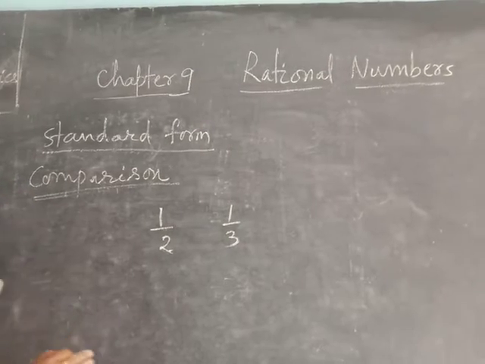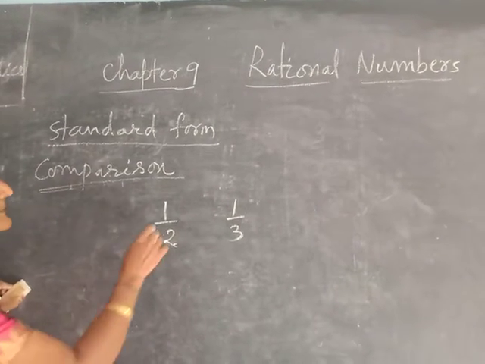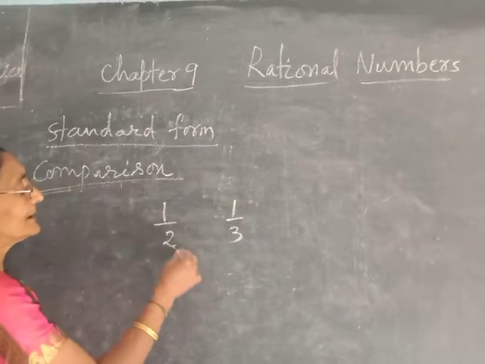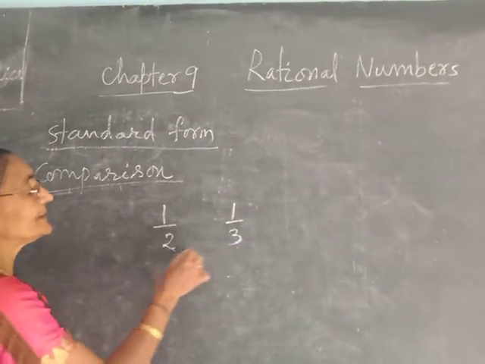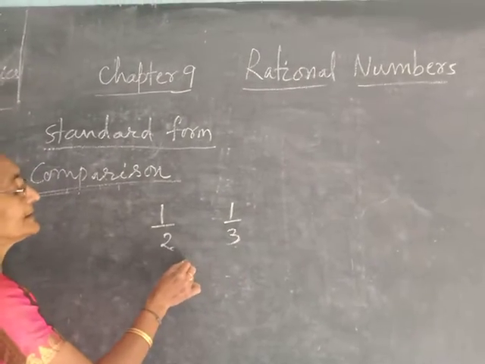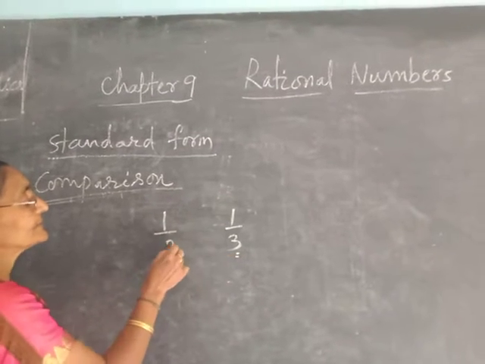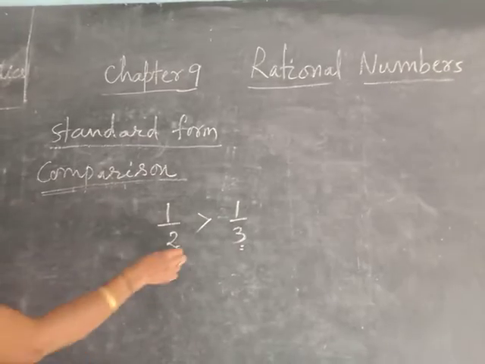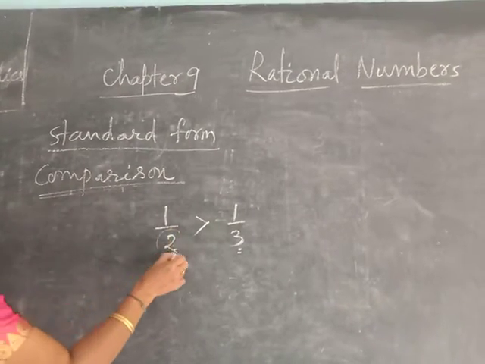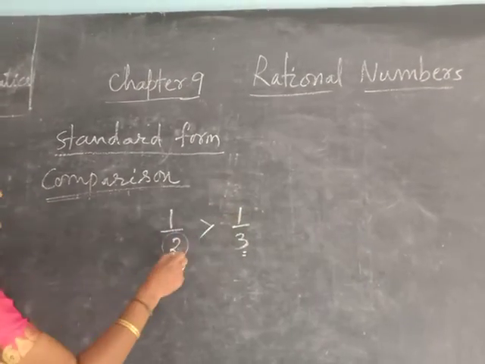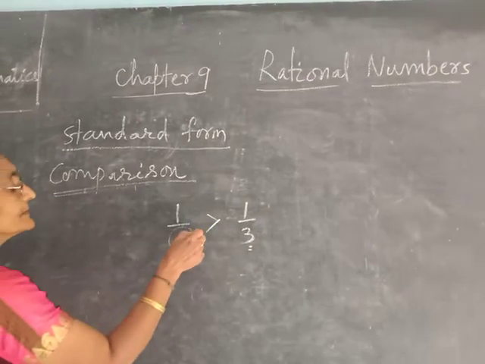You have to find the equivalent fractions. Otherwise, if the numerators are equal, you see the denominator, which one is the smaller and which one is the greater? This is 2, it is 3. 2 is smaller than 3. But this fraction is greater. How is it greater? The denominator, which one is smaller? If numerators are equal, then see which denominator is smaller, that one is the greater.